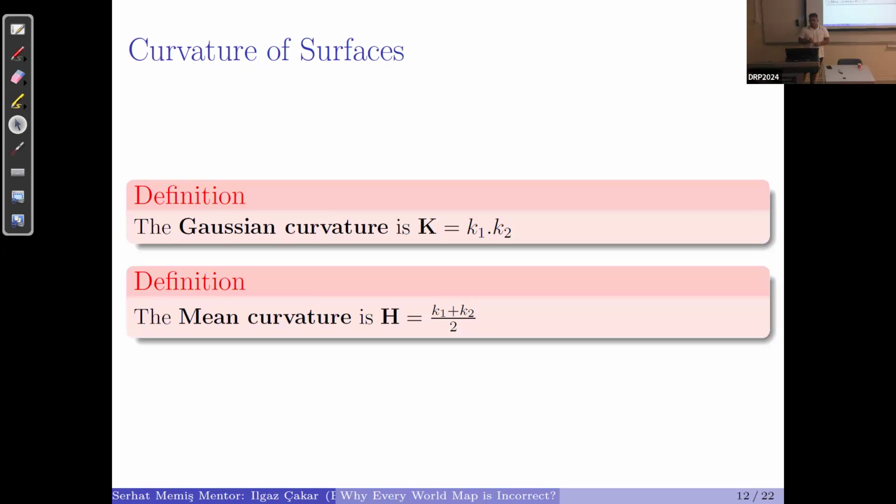The curvatures are the Gaussian curvature and the mean curvature. The Gaussian curvature is the multiplication of K1 and K2. And the mean curvature is K1 plus K2 divided by 2, the arithmetic mean of K1 and K2. And they both have a geometric meaning. To better understand, we will look at the geometric meaning of the Gaussian curvature. And the geometric meaning of the Gaussian curvature depends on its sign.